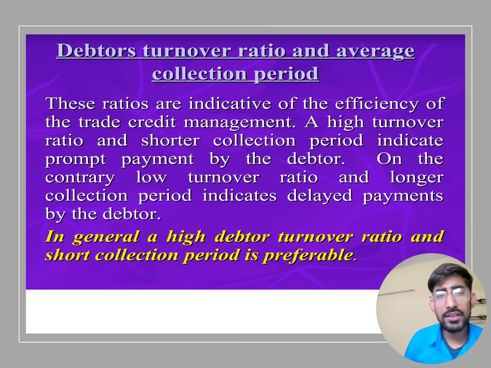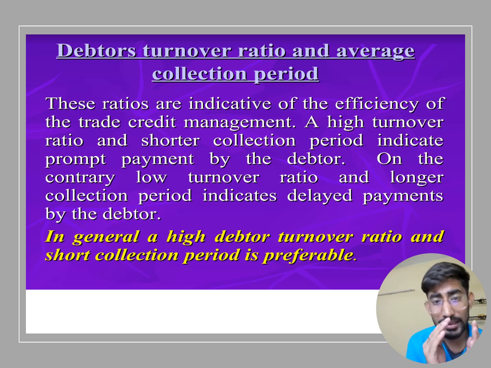These ratios are indicative of the efficiency of trade credit management. A higher turnover ratio and a shorter collection period indicate prompt payment by the debtors. On the contrary, a lower turnover ratio and a longer collection period indicate delay in payment. So in general, a higher debtor turnover ratio and a shorter collection period is preferable.